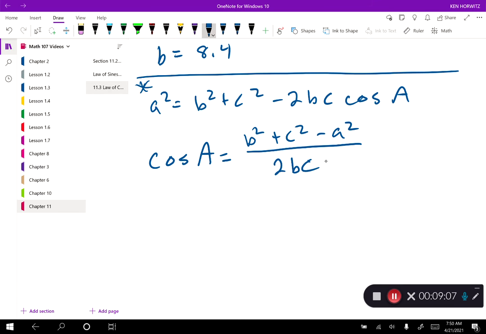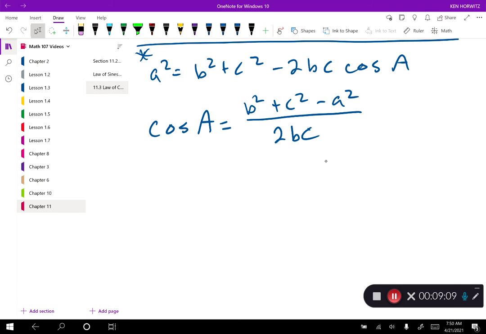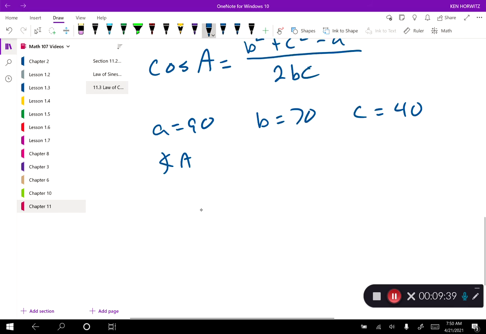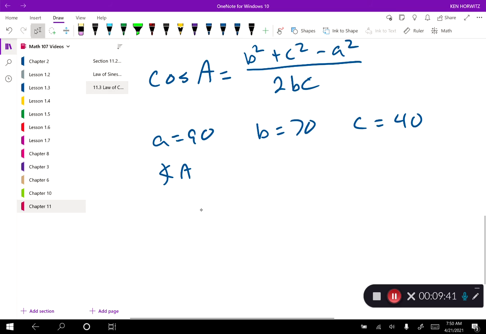And now I could give you an example saying like a triangle has side A equals 90, side B equals 70, side C equals 40. And I could say approximate angle A to the nearest degree. Now, when I say approximate angle A to the nearest degree, basically I'm telling you to round to the ones place, round to the whole number.